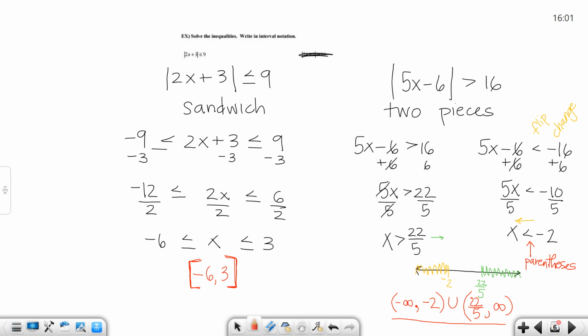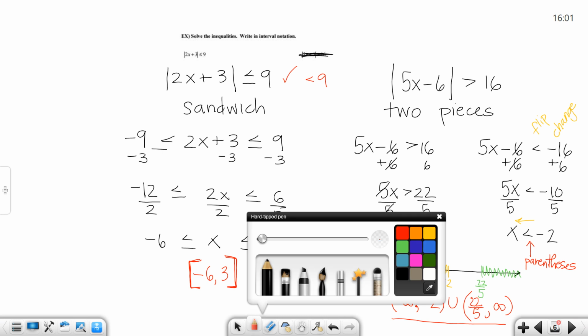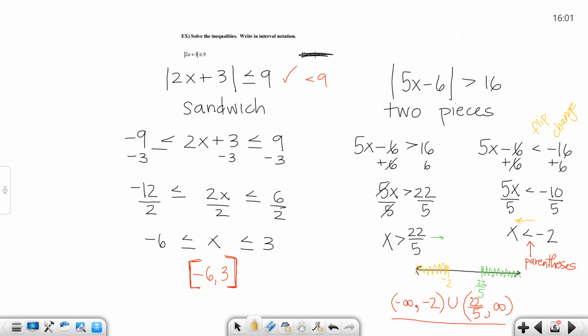Now one of the things I wanted to point out is the only thing that the equal to would do is give you brackets. So going back to this first one here, if this problem had been just less than 9, it still would have been a sandwich, but it would have been a sandwich with parentheses. Looking back at this one over here on, we'll call it the yellow side, if this had been a greater than or equal to, it still would have been two pieces. It just would have been two pieces with a bracket.